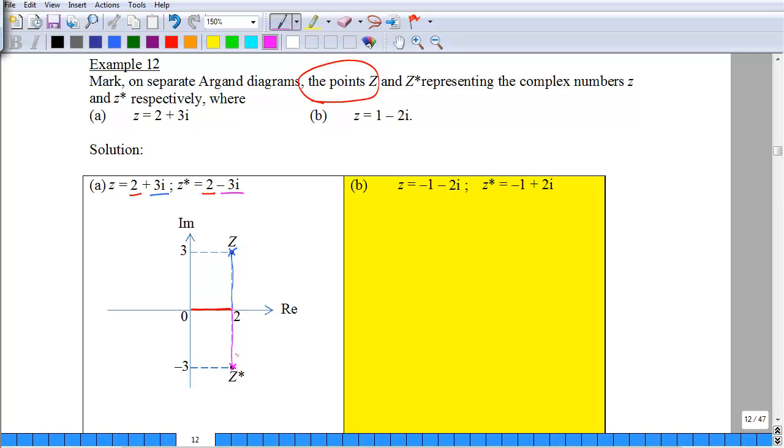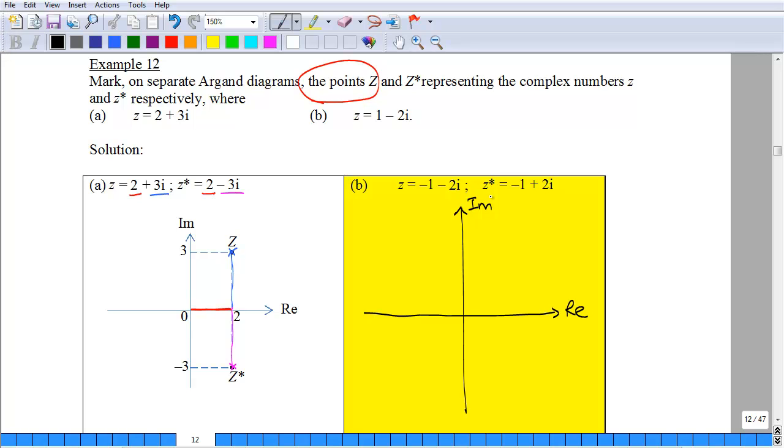Now for example 12b, before we draw the Argand diagram, we must always draw the axes and label them correctly. So I'll label this the imaginary axis, whereas the horizontal axis has been labeled the real axis.